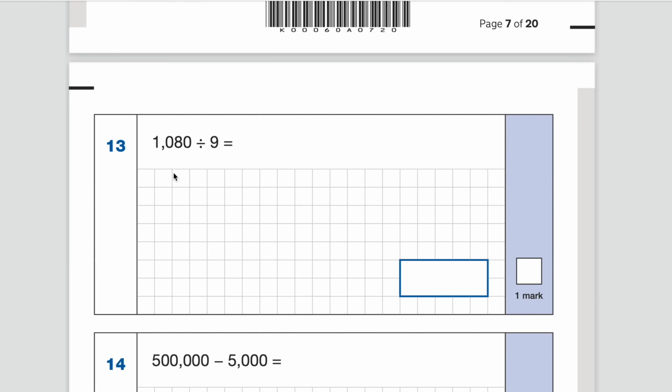Number 13, what's 1,080 divided by 9? And this is a similar question to one we've just done. If we forget the zeros there, how many 9s go into 108? If you know your times table, you know the answer is 12. However, this is 10 times bigger, so we're going to need an answer that's 10 times bigger. So our answer is 120. As I mentioned before, if you want to double check, do the inverse. What's 120 multiplied by 9? You should find that the answer is 1,080.